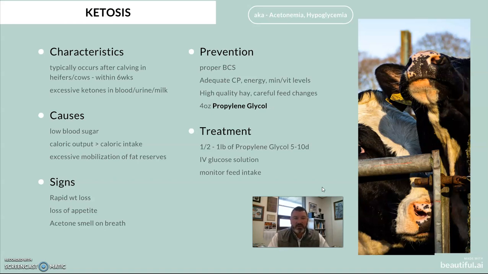This one typically occurs within the first few weeks after calving if they're going to have it. Prevent it with adequate crude protein, energy, and mineral and vitamin levels in your feeding program. You can use a little bit of propylene glycol, but feed good high-quality feed. And treatment, again, is propylene glycol, IV glucose solutions, and just monitoring feed intake.